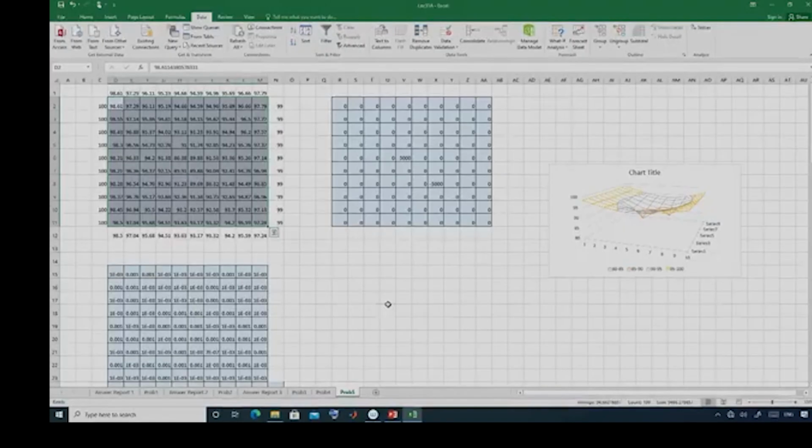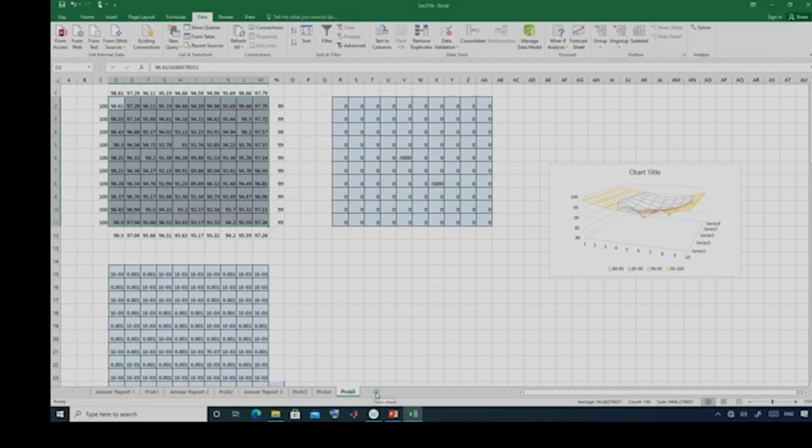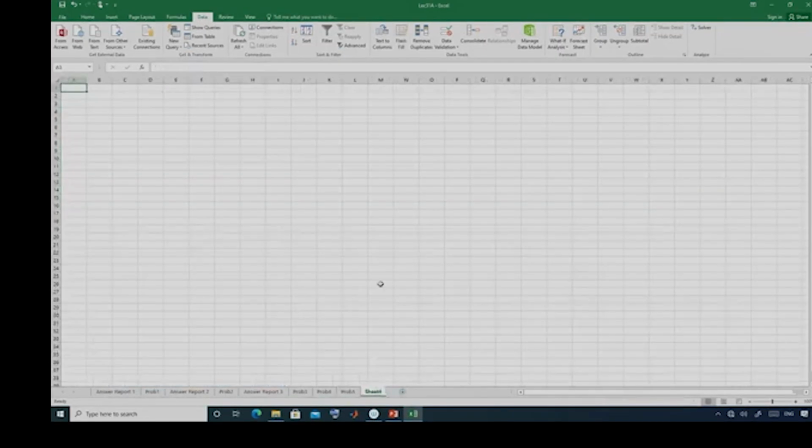Now, let me go to the partial differential equation. I said that I would like to solve this partial differential equation using Excel solver. I will show you how you can solve this problem using Excel solver. Here I have already solved this problem, but let me try again. Let me start from the beginning.